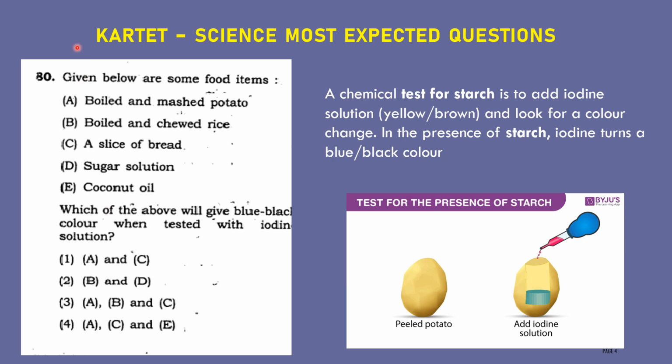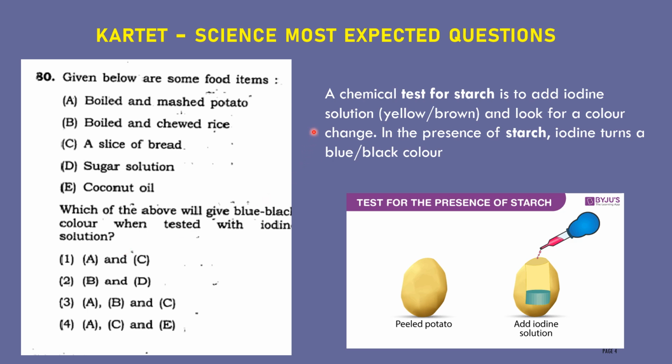Let us see the next question. Given below are some food items. Option A, boiled and mashed potato. Option B, boiled and chewed rice. Option C, a slice of bread. Option D, sugar solution. Option E, coconut oil. Which of the above will give you a blue or black color when tested with iodine solution?